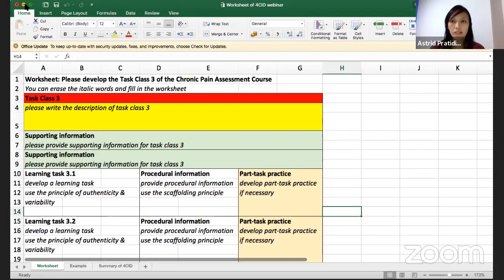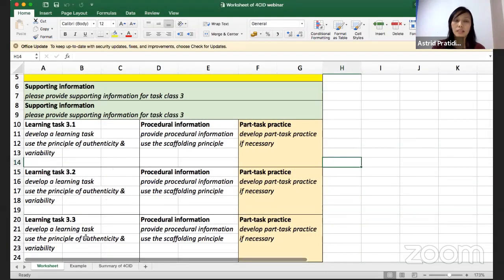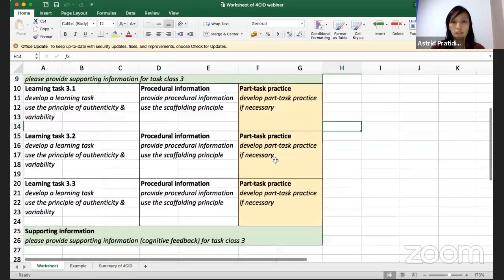So what you need to do is basically to create the task class tree. So increase the complexity, continue the task classes that I have presented before. And then you can think about what will be the task class tree, what will be the supporting information you provide to the students, what will be the learning tasks. You don't have to go for always 3 learning tasks. You can have 1 or 2 learning tasks, for example, and then you can add the procedural information that is linked to every learning task. And if you need, you can also add the part task practice.